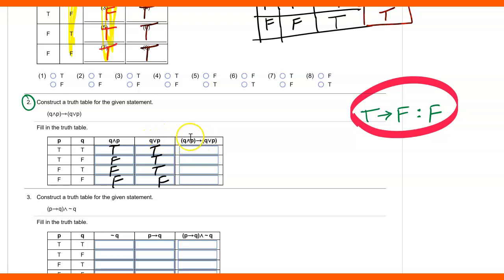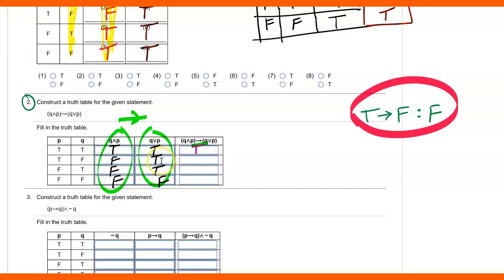Now finally, to find the truth value of Q and P right arrow Q or P, we use these two columns. We use this column and this column, and we go this way. Notice that this is the first part before the arrow, this is the second part after the arrow. Remember that if before the arrow is true and after the arrow is false, you get false. That's the fact. Other than that, every time the conditional is going to be true. Therefore, I was looking for true right arrow true, which is true, definitely.